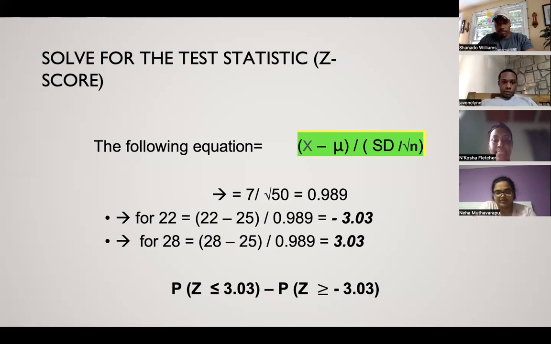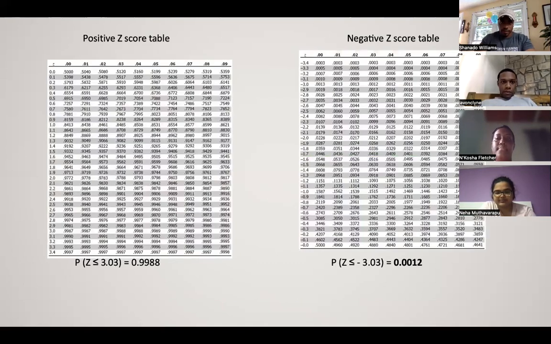So the probability we're looking for is the probability of Z less than or equal to 3.03 minus the probability of Z less than or equal to negative 3.03. After finding our Z-scores, we're going to go to the Z-score table to find the percentages for our upper and lower values. So our upper value is 3.03, which equals 0.9988, and our lower value is negative 3.03, which equals 0.0012.